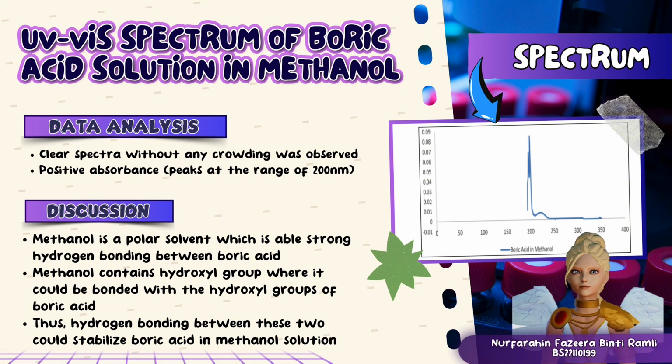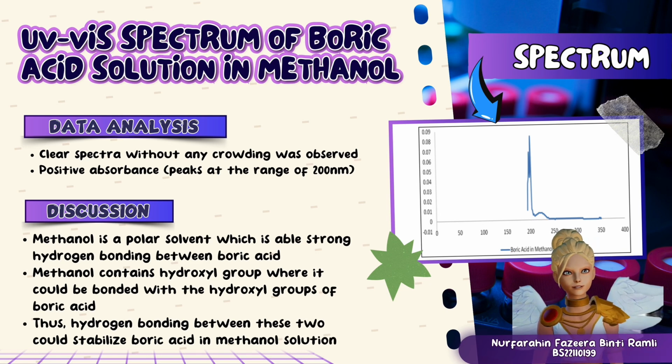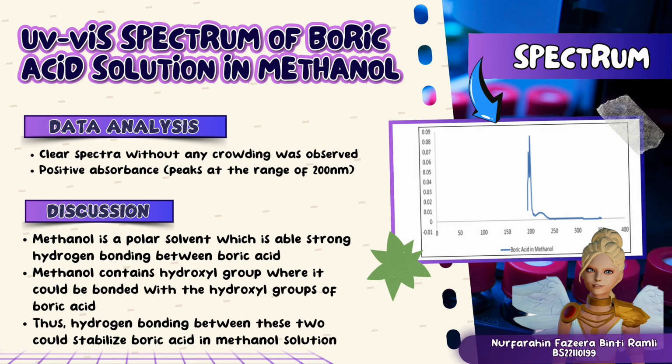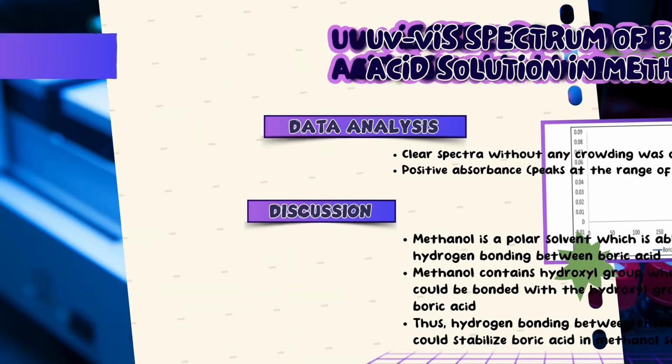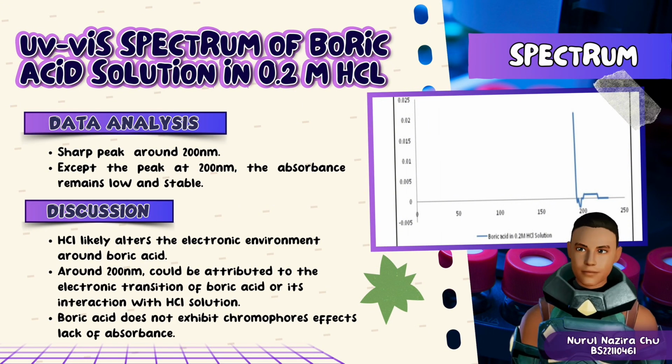In conclusion, this study highlights the identification of boric acid in various solvents within the context of the pharmaceutical industry. The findings demonstrate that boric acid's solubility and UV-vis spectral behavior vary significantly across different solvent systems. Polar solvents such as water, methanol, and ethanol are most effective for dissolving boric acid, which is crucial for its application in pharmaceutical formulations requiring precise solubility and stability.